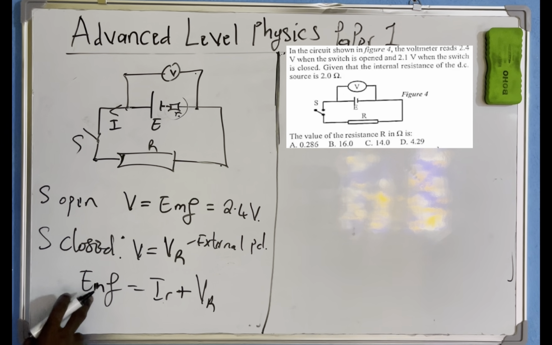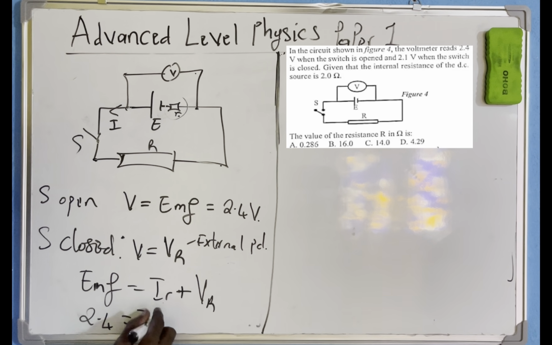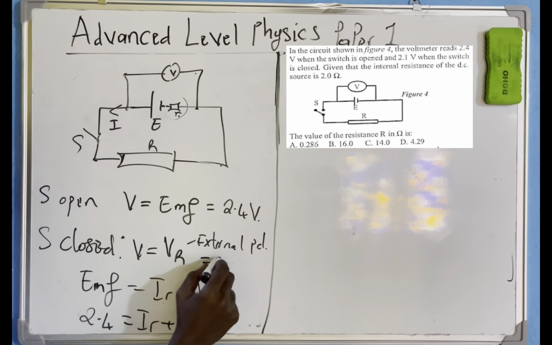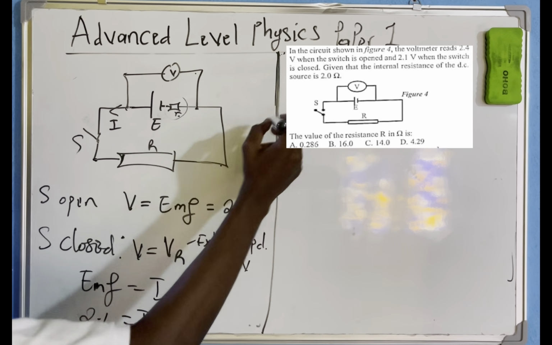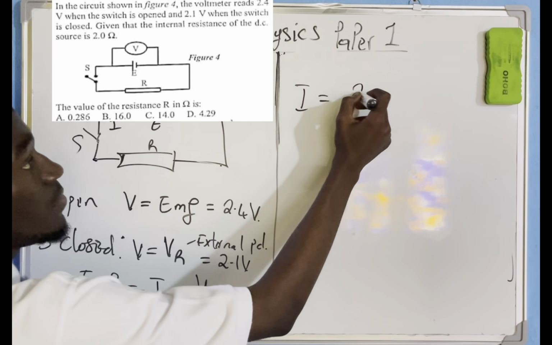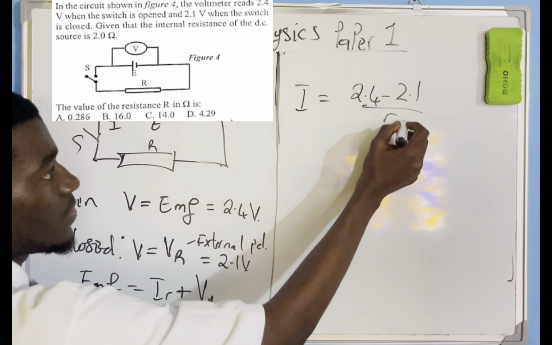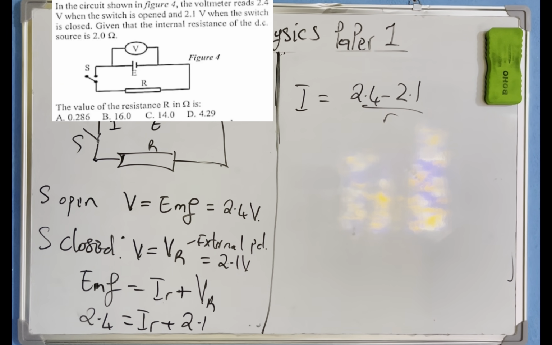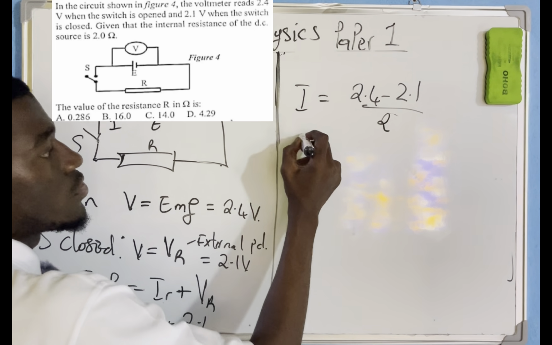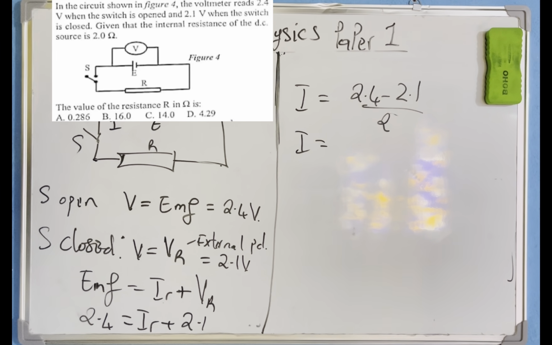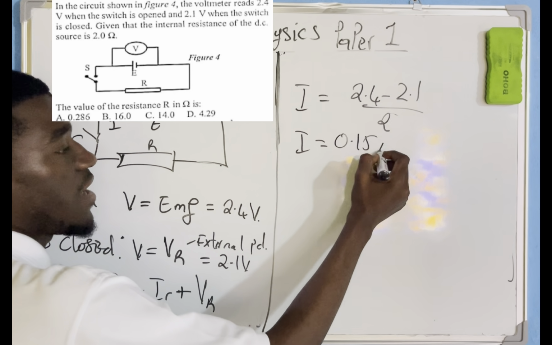Now from here, do you have the EMF? Yes, the EMF is 2.4. Do you have VR? Yes, VR is 2.1 volts, they mentioned it there. So I can find the current flowing in the circuit: it is simply 2.4 minus 2.1 divided by the internal resistance. They gave the internal resistance, which is 2. So the current in the circuit is 2.4 minus 2.1 divided by 2, which is 0.15 amperes.